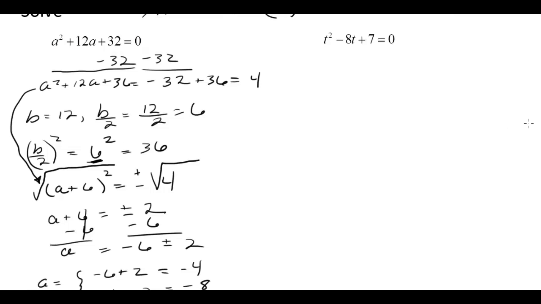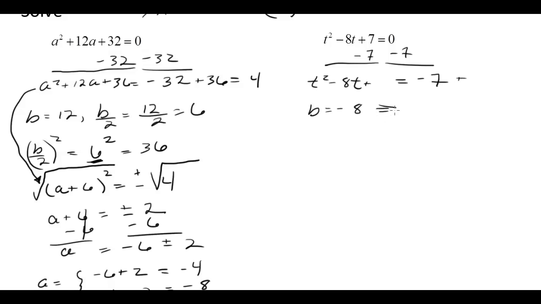All right, let's do another one. Again, we start off by eliminating the 7 from the left-hand side by subtracting it from both sides. And we are left with t squared minus 8t equals minus 7. So what do we add in here that we'll also have to add there to make that a perfect square? Again, same process. B now is minus 8.